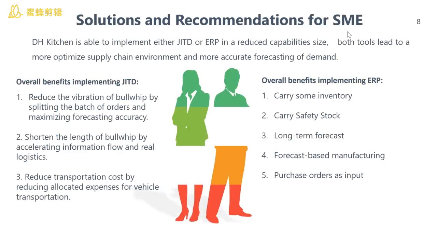The last part, we will move on to solutions and recommendations for SME. For DH Kitchen, it is able to implement either GITD or ERP. The benefits of implementing the GITD: first, it will reduce the operation of the bullwhip. Second, it will shorten the length of the bullwhip. Third, it will reduce the transportation cost.